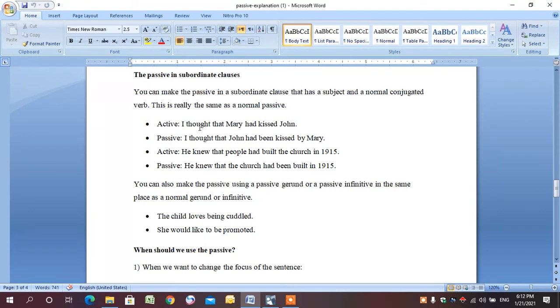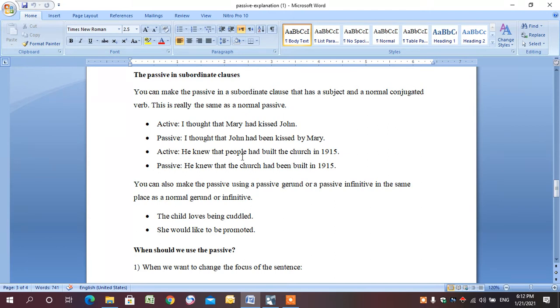So you put "I thought" as the same, you don't change it. So, "I thought that." And then you start with the object, John. You put "had," and then you put the verb to be in the past participle, it's "been," and then this verb is already in the past participle, so you write it down. So, John had been kissed by Mary.